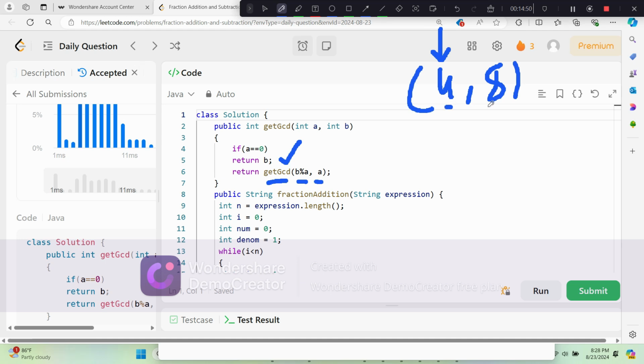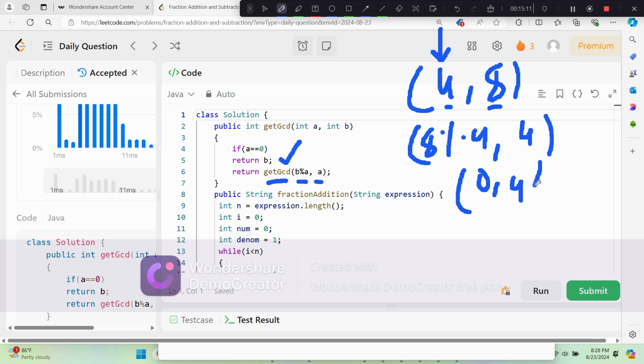For example, if 4 and 8 is our call, right? Because this is not 0, we will replace this with 8 modulus 4 and 4, according to this method. So what is happening here? This time it would be 0, right, because 4 twos are 8. So 0 and 4. Now this condition is satisfied, so that is why 4 would be our answer. So this is the simple GCD method.